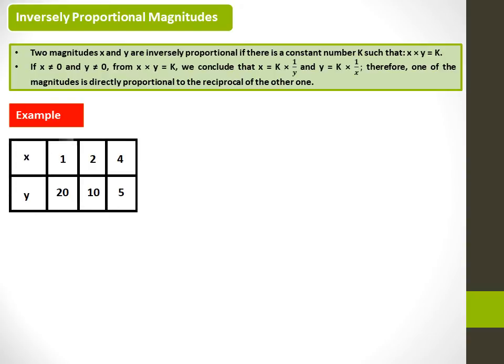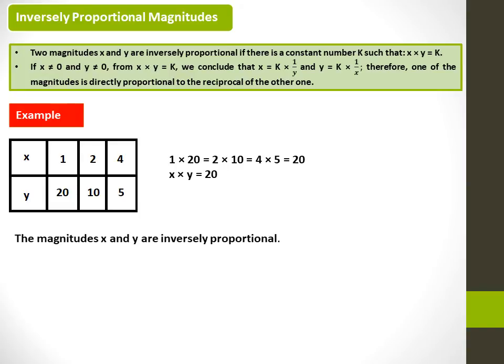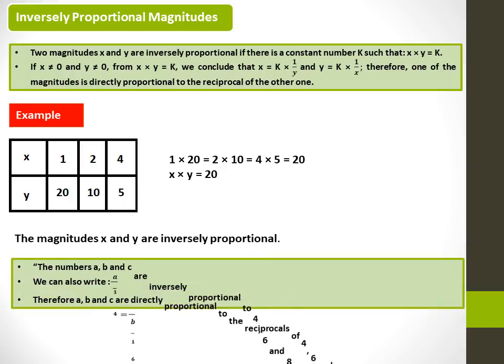Example. We notice that 1 times 20 equals 2 times 10 equals 4 times 5 equals 20. So x times y equals 20. The magnitudes x and y are inversely proportional.